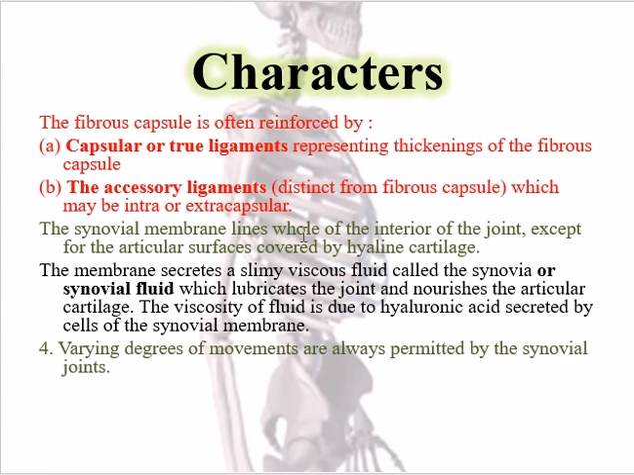The synovial membrane lines all of the interior of the joint except for the articular surface covered by the hyaline cartilage. The membrane secretes a slimy, viscous fluid called the synovia or the synovial fluid, which lubricates the joint and nourishes the articular cartilage. The viscosity of the fluid is due to the hyaluronic acid secreted by the cells of the synovial membrane. Varying degrees of movement are always permitted by the synovial joints.